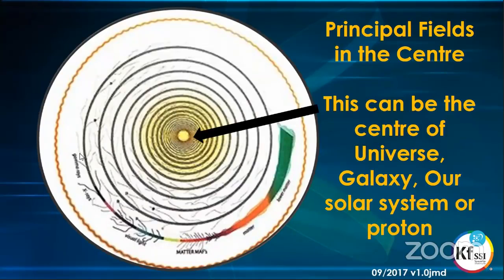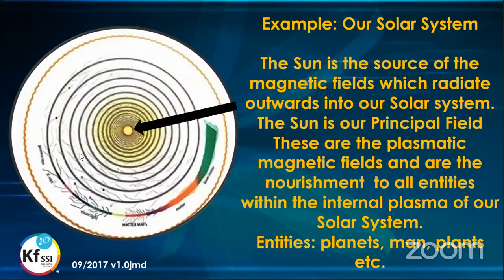So if we have a look at an example of our solar system, the sun is the source of the magnetic fields which radiate outwards into our solar system. And so our sun, we could say, is our principal field within the solar system. And these are the plasmatic magnetic fields and are the nourishment to all entities within the internal plasma of our solar system. And we can call entities other planets, the man or the plants on this planet. So it's the fields which nourish all the entities within our solar system. And we can then view our solar system as one single plasma.